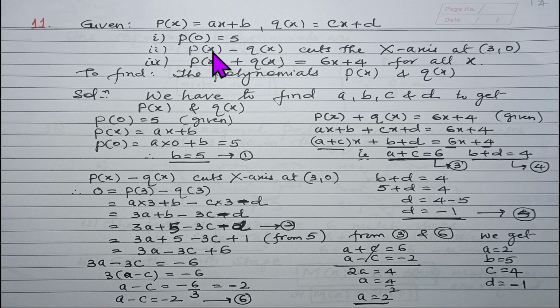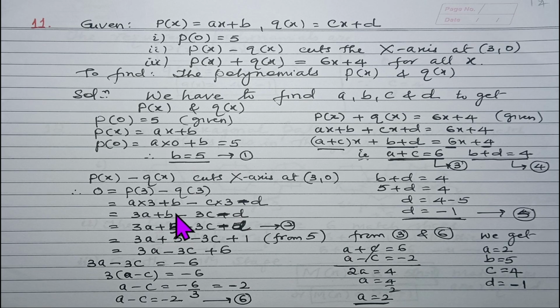Now let us take again the second equation, p(x) minus q(x), which cuts the x-axis at (3, 0). It means that y is 0 when x is 3, and therefore putting the value of y is equal to 0, p(3) minus q(3) becomes a into 3, because x is 3, plus b, minus c into 3 minus d. That means I have put here 3, so it will become 3a plus b, and here I have put x as again 3, I get minus 3c minus d.